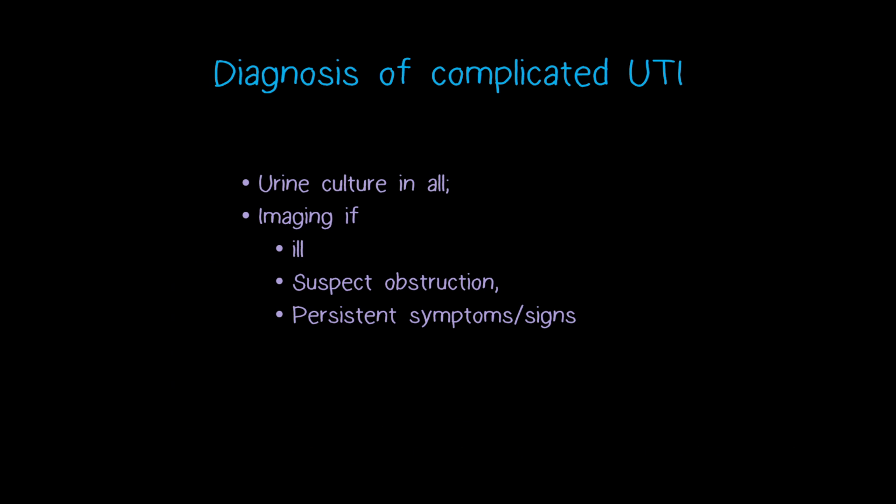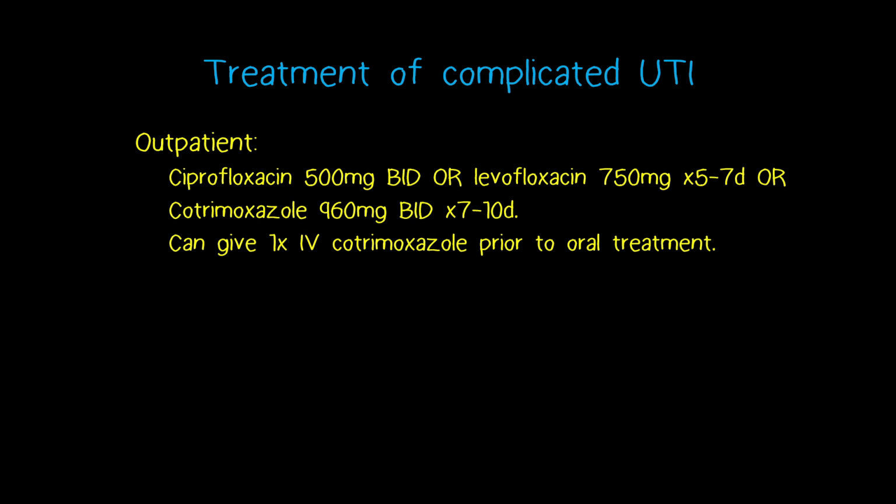Investigation-wise, urine culture should be done for all patients with complicated urinary tract infection, and imaging like ultrasound or CT scan in selected patients, including those who are critically ill, those who have suspected obstruction of the urinary tract, and also persistence of symptoms and signs after starting treatment.